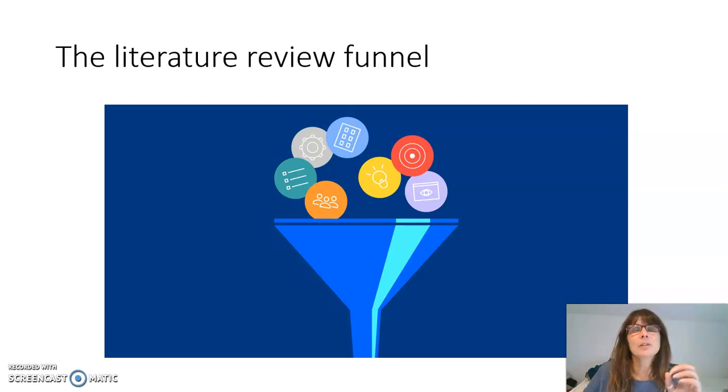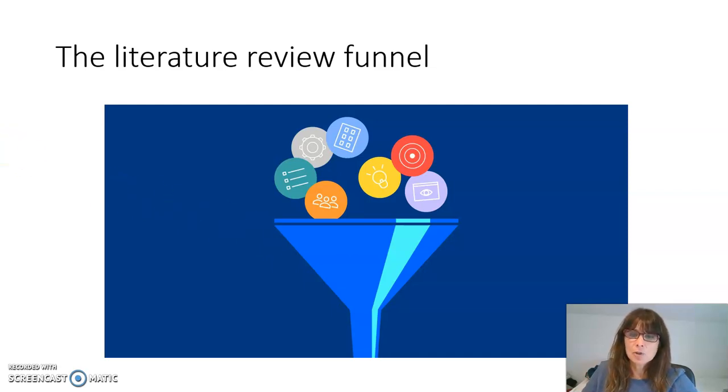Thinking about your literature review in the form of a funnel is quite helpful because all of these different bits that you are now collecting are going to go into this funnel or into this literature review chapter. You need to think about how am I going to organize it and how am I going to structure both the chapter and, before I get to the chapter, even in terms of thinking about what literature it is I need to look at.